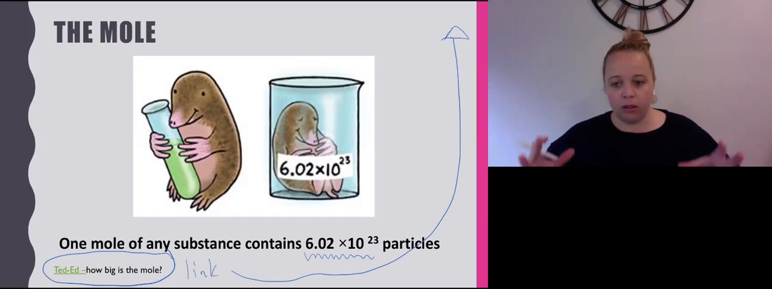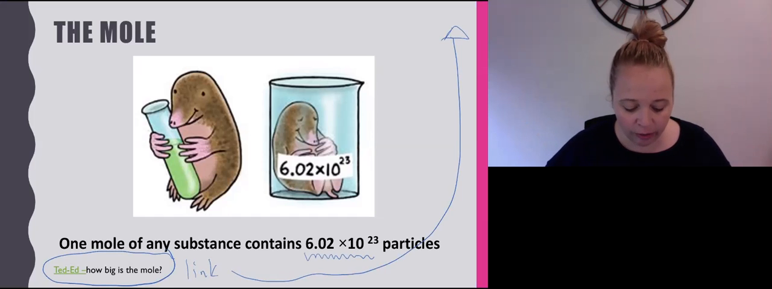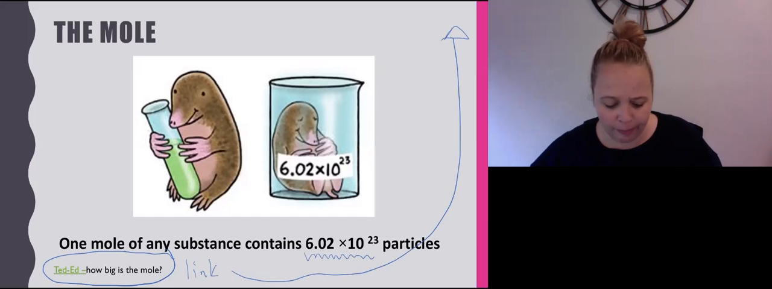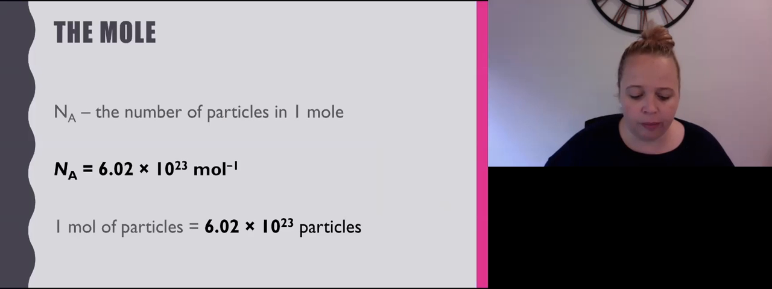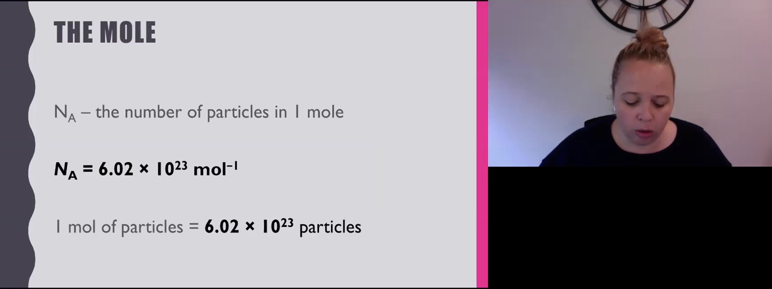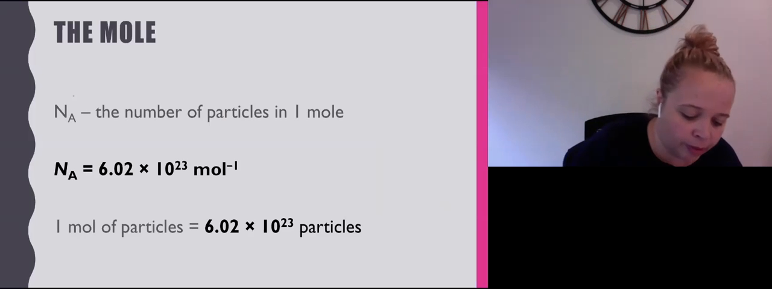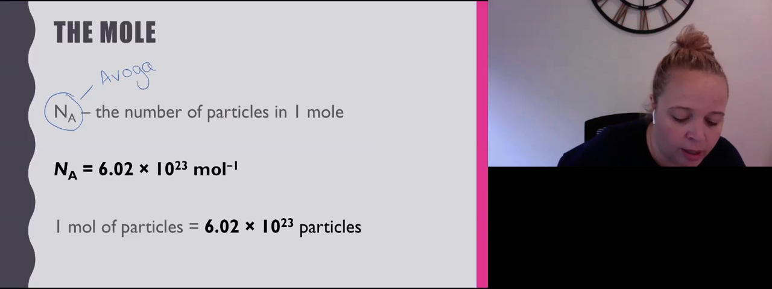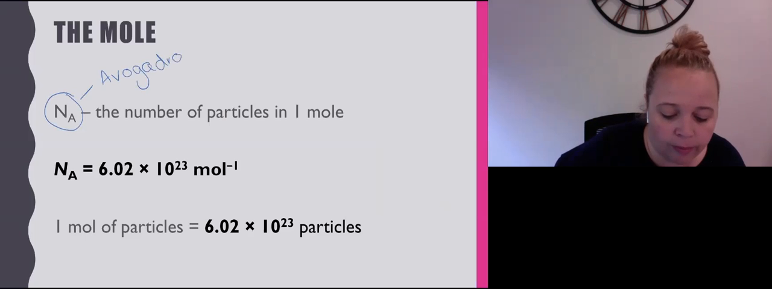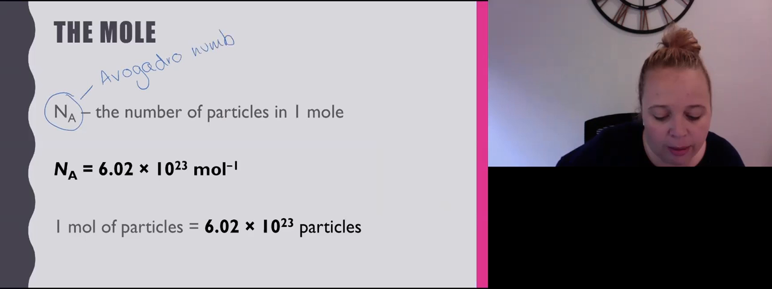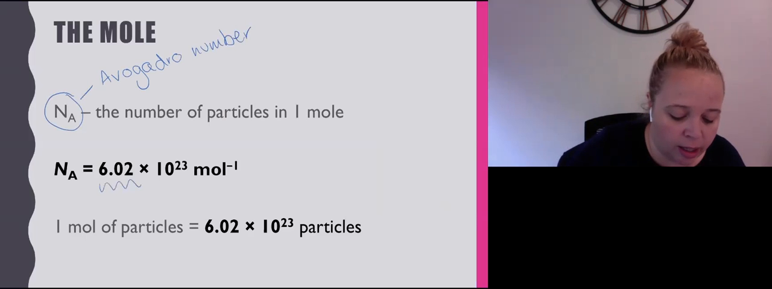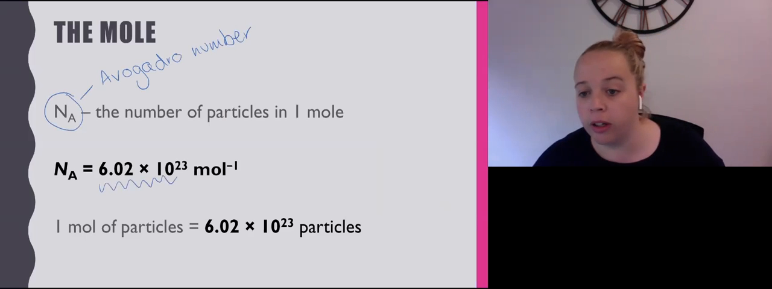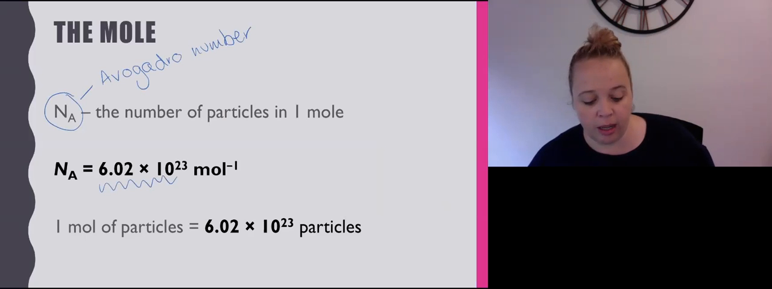But the mole is just a counting method, kind of like a dozen. So I'm going to show you what I mean. So the mole uses this number called Na here, and this is the guy that came up with it. His name is Avogadro. So this is Avogadro's number. And he decided that 1 mole was going to be equivalent to this many particles in a mole.